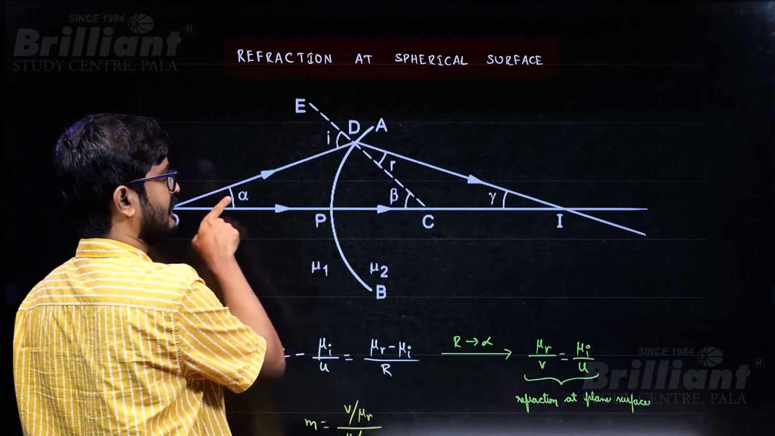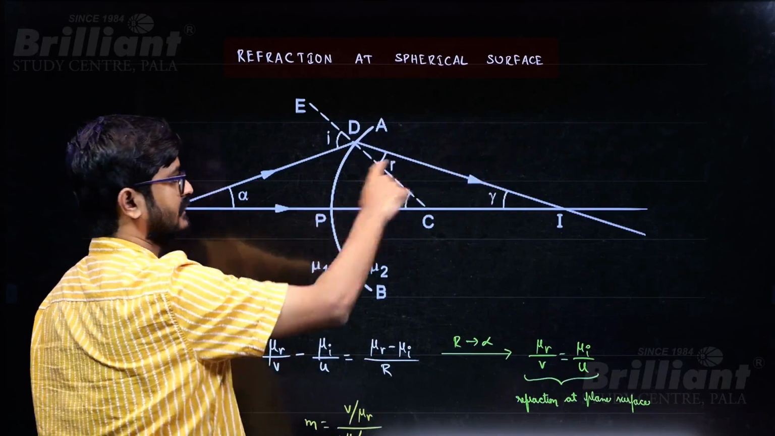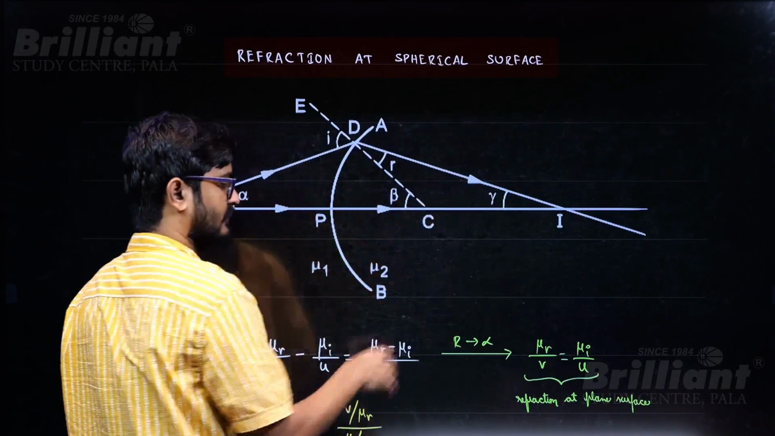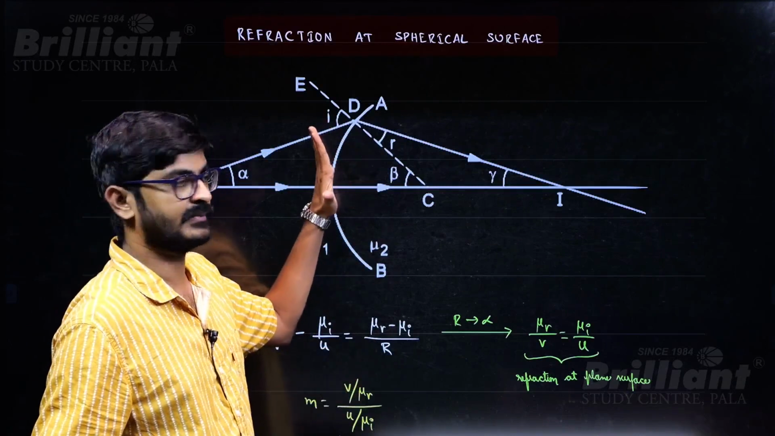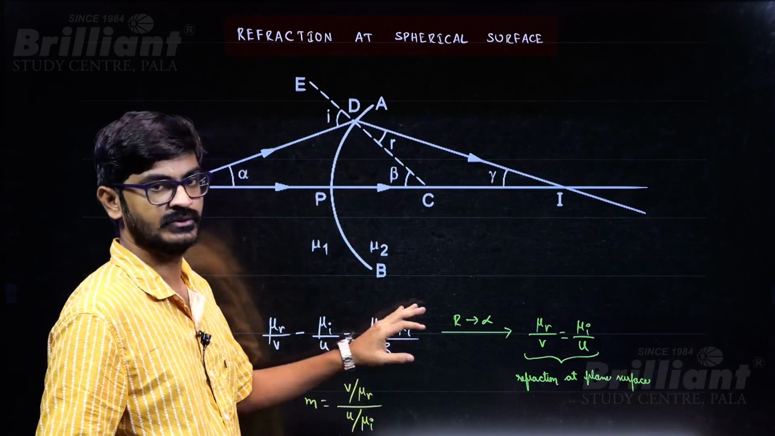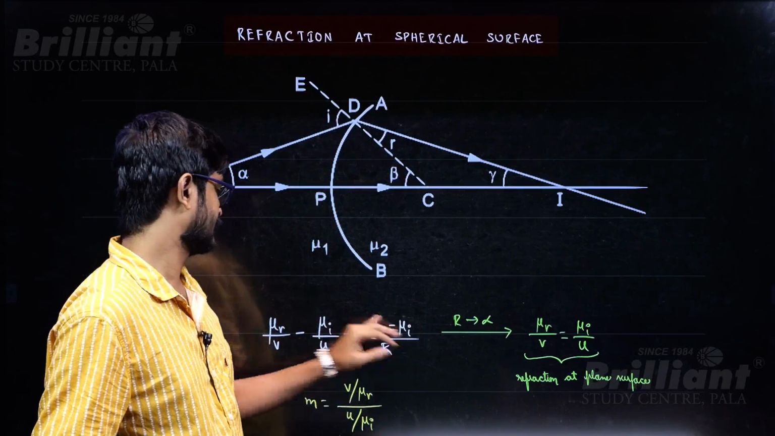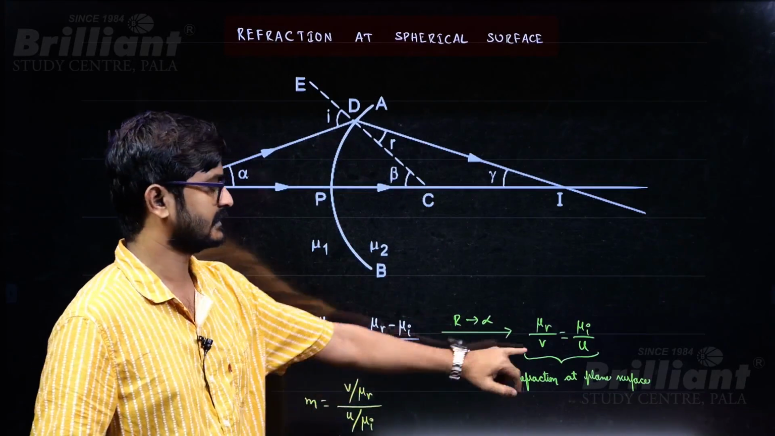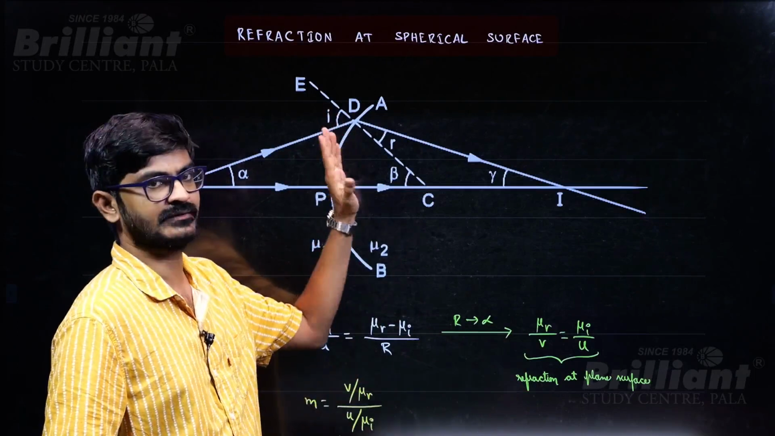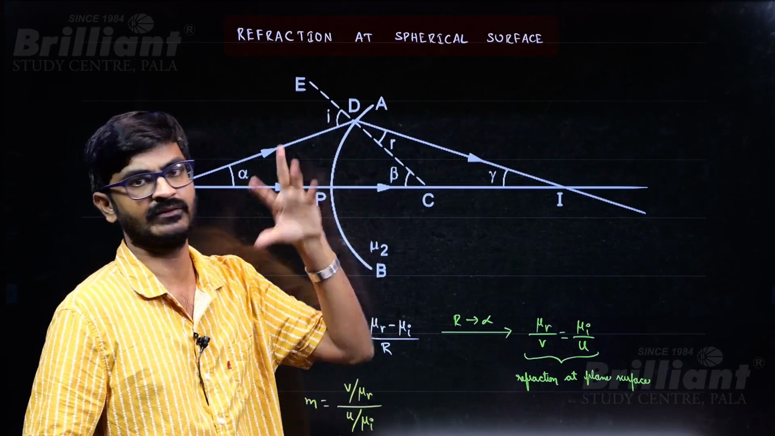For this particular figure, the incident ray direction is the positive direction, so the radius of curvature is positive for this figure. What will happen if R tends to infinity? This is going to become a plane surface. When this becomes plane, the right-hand side will tend to 0. So I can say mu r by v equals mu i by u. Now this we can apply to refraction at the plane surface, that is, when we have seen the bird and water case.